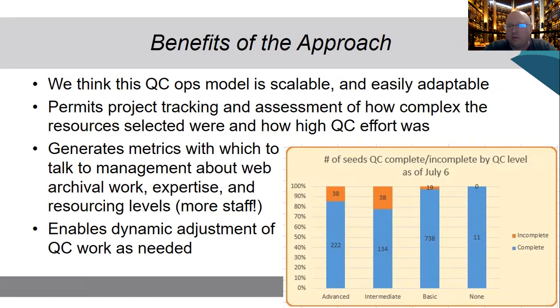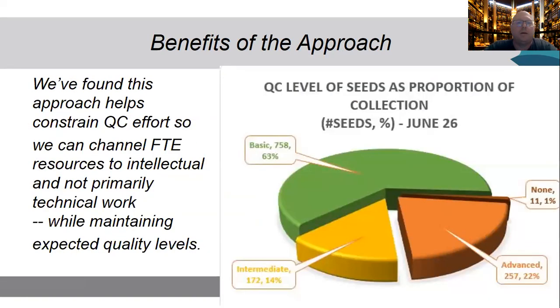So if some national historic event arises that we need to reprioritize and move some resources according to our priorities and quality control levels, we then have a good idea of what we can let go of, what we can stop doing in order to take on other projects. So we found that this approach helps constrain quality control effort while maintaining expected quality levels, and enables you to channel your FTE resources to more intellectual and less technical work, less boring work.